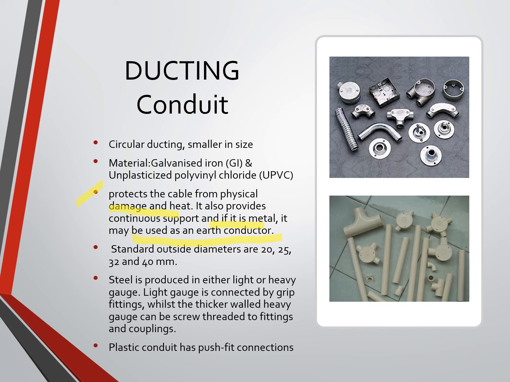The steel is produced in either light or heavy gauge. Okay, light gauge is connected by grip fitting, whilst the thicker wall heavy gauge can be screw threaded to fittings and couplings. Okay, plastic conduit has push fit connection.